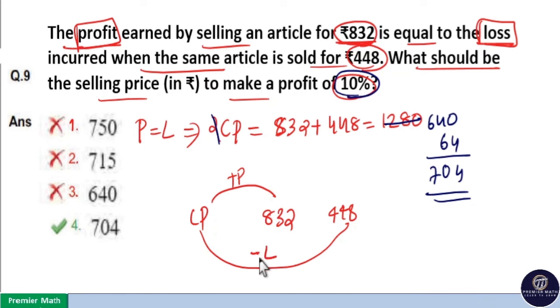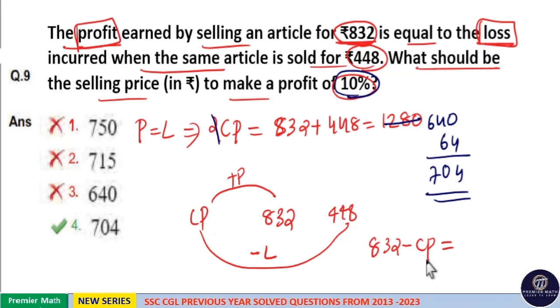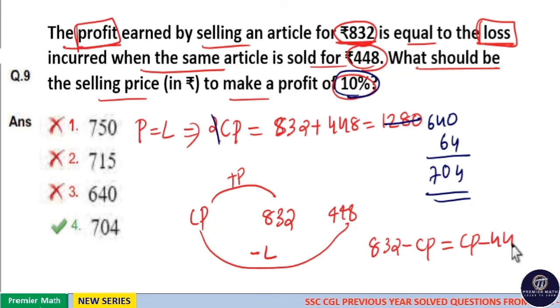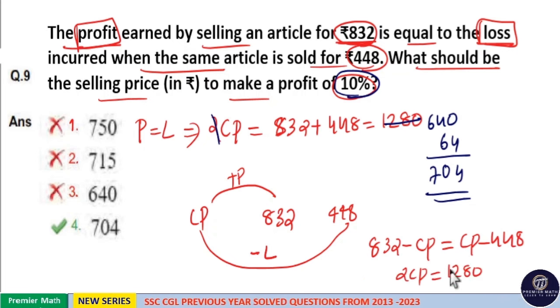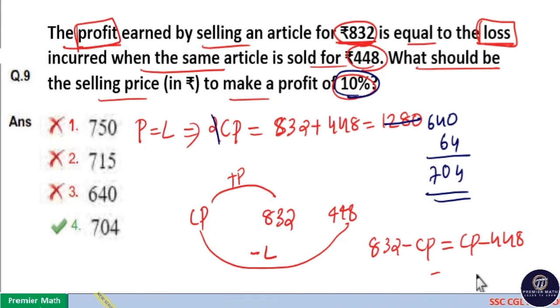Here profit is equal to loss, which means sell price minus cost price is profit, that is 832 minus CP is profit. Now loss is equal to cost price minus sell price, that is CP minus 448. Now you can see 2 CP is equal to 1280. So this is the concept used here.